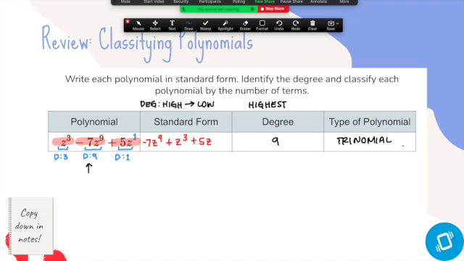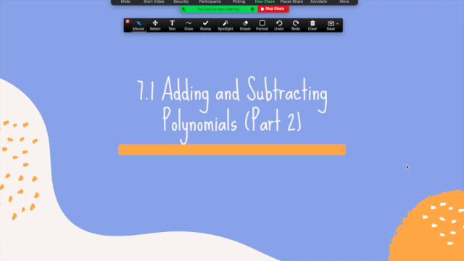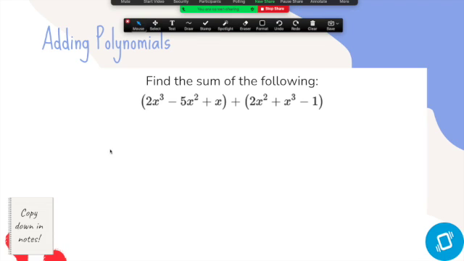Okay, so let me clear it. And let's move on to the new content for today. Now, for adding and subtracting polynomials, our goal is to just understand how to add a polynomial or subtract a polynomial. And there's a little bit of steps that we could take to do that.